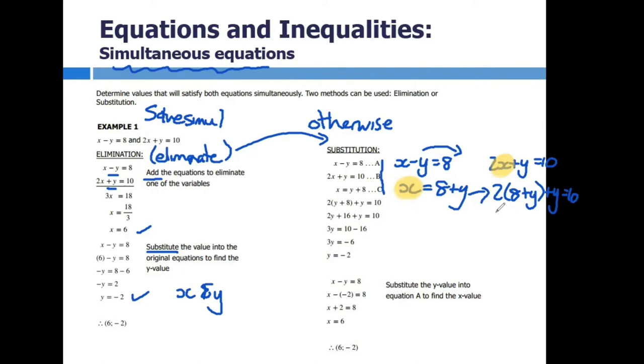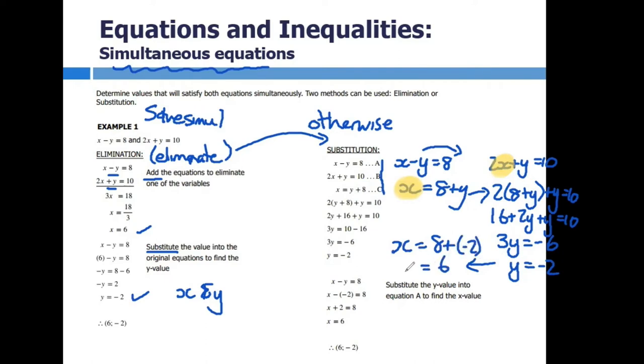Okay, then multiplying out, I get 16 plus 2y plus y equals 10. That gives me 3y. I'm just adding my like terms, equals -6. y equals -2. And then I go back to the left-hand side. x is equal to 8 plus my y value, which is -2. And that gives me x is equal to 6.